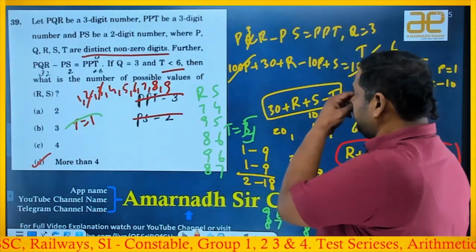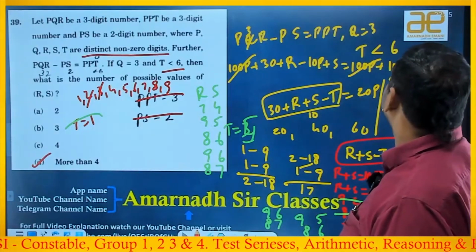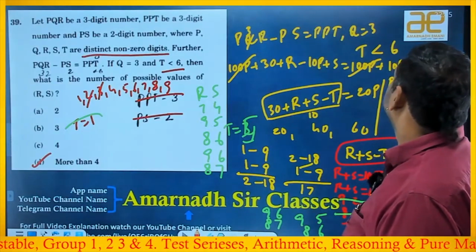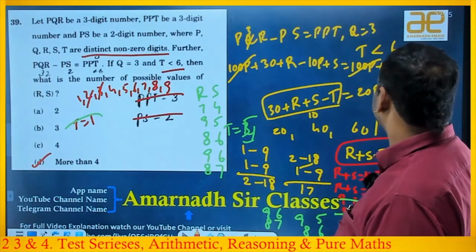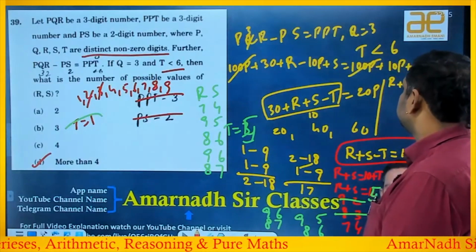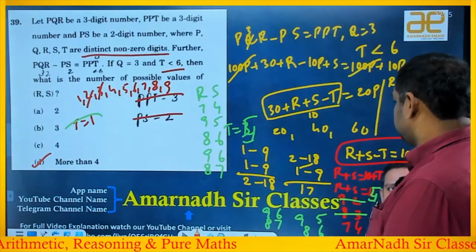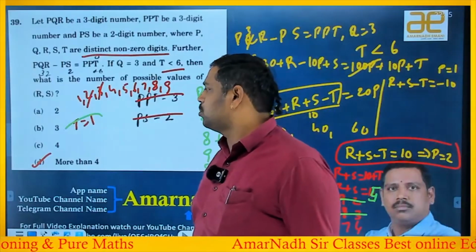Okay, so verify once. 30 plus R plus S is equal to 20P. When P is equal to 2, it is 40, right? So 40 means R plus S minus T is equal to 10. R plus S is equal to 10 plus T. Yes, it is. So more than 4 values are possible. So definitely the answer is the 4th option.